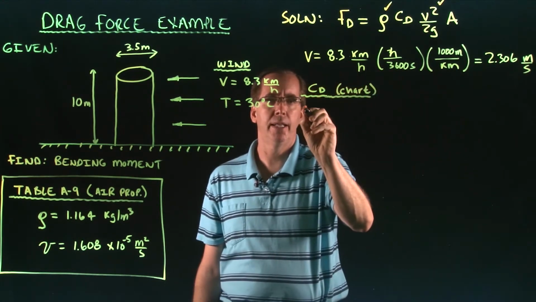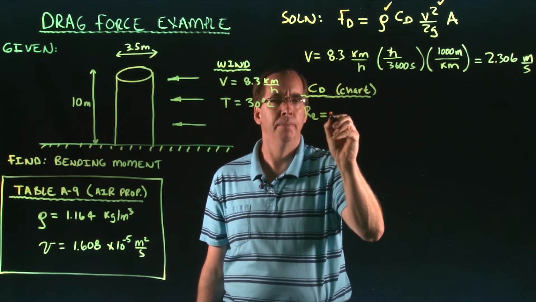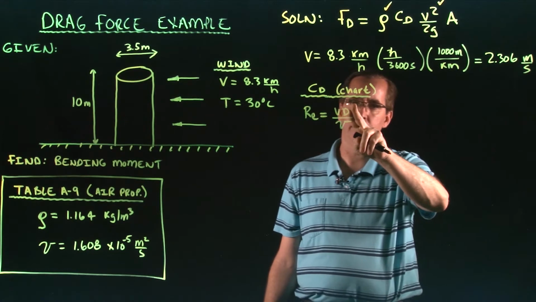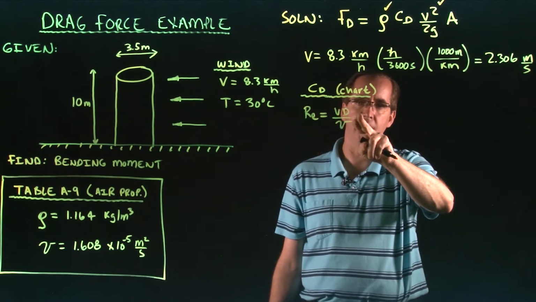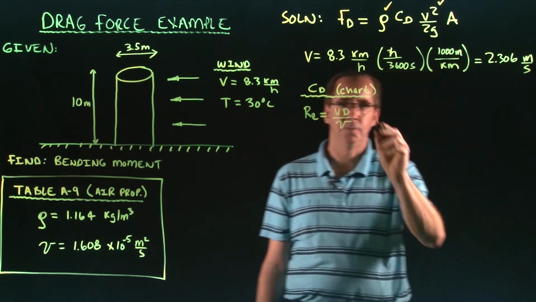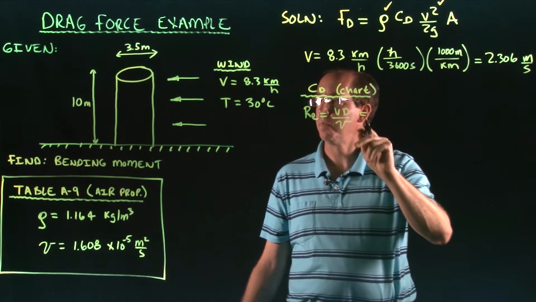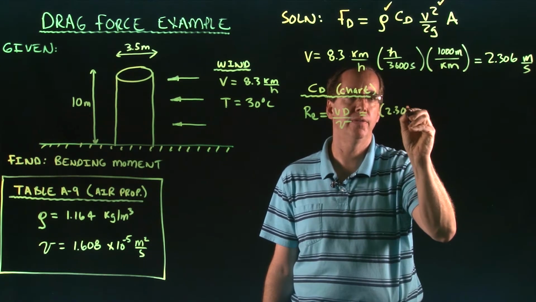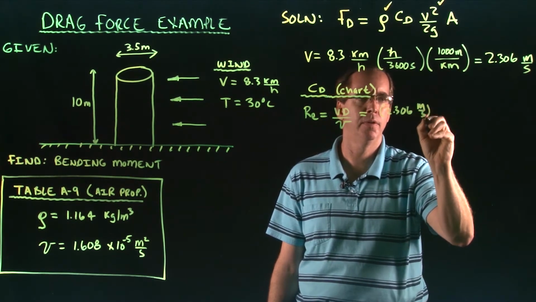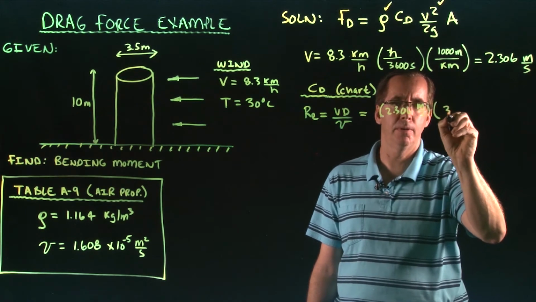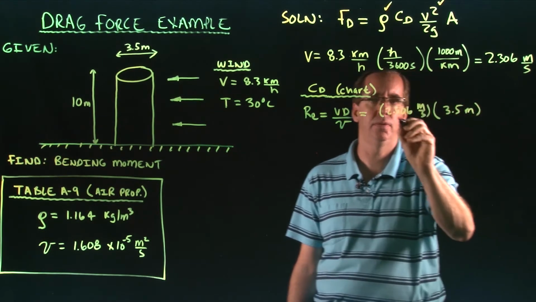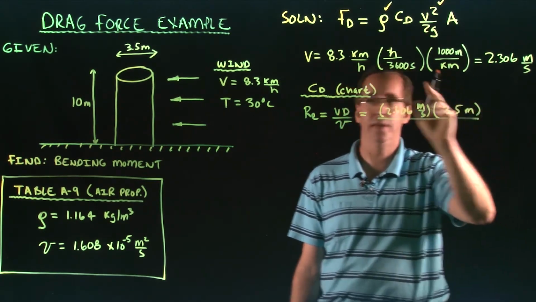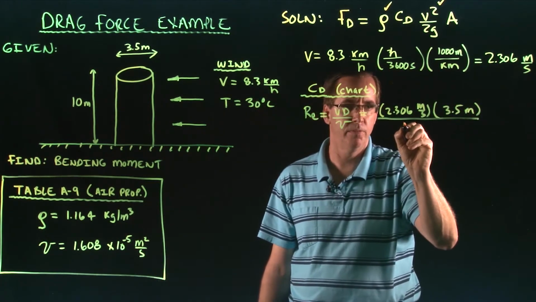We're going to start by calculating the Reynolds number because we're going to need that. We know that the Reynolds number is the velocity times the diameter, in this case the 3.5 meters, divided by the kinematic viscosity. Our velocity, we just figured out, was 2.306 meters per second. The diameter that we're talking about is 3.5 meters. And we're just going to divide that by the viscosity right there. I forgot where I wrote that down.